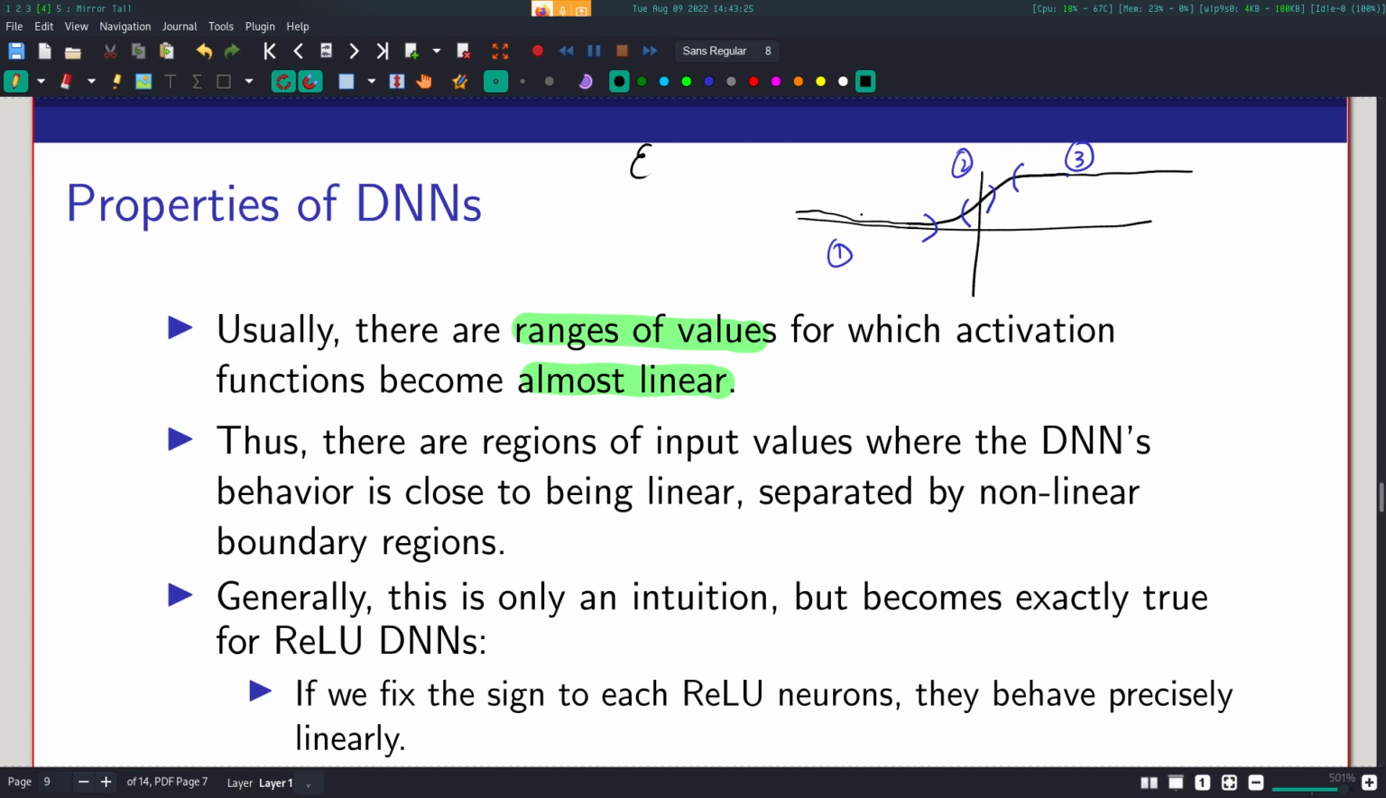So if my input is such that all of the values being fed into each one of the activation functions across the DNN fall in either region 1 or 2 or 3, then the entire behavior of the neural network will become almost linear, right? And you'll have regions of input values where this situation will happen. So let's consider just region number 1. Region number 1 looks something like this.